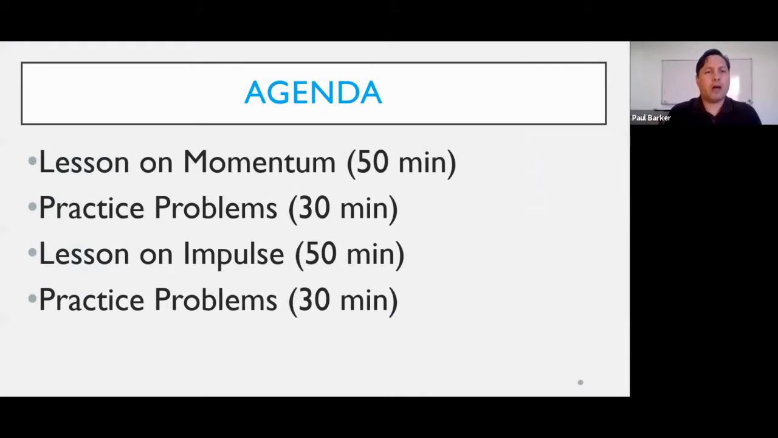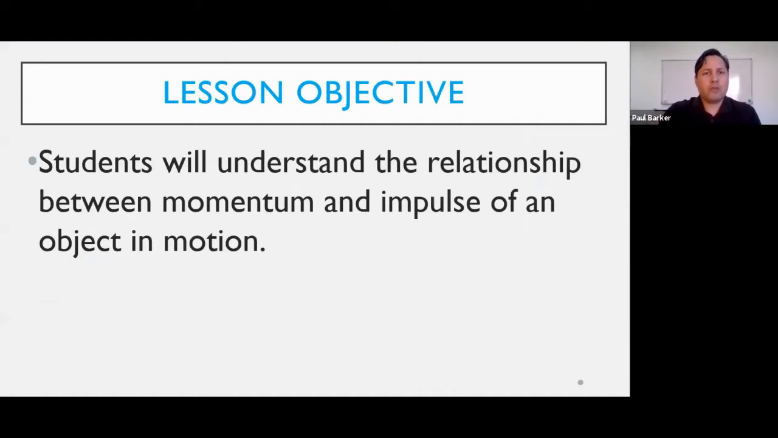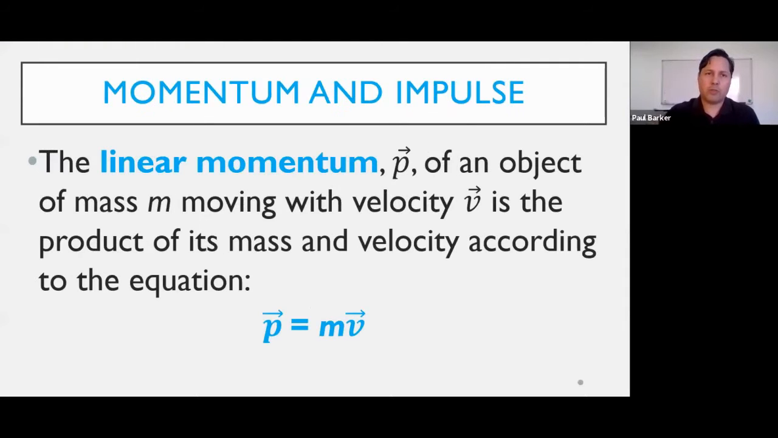For our agenda, our lesson focuses on two parts, momentum and impulse. Our lesson objective says students will understand the relationship between momentum and impulse of an object in motion.